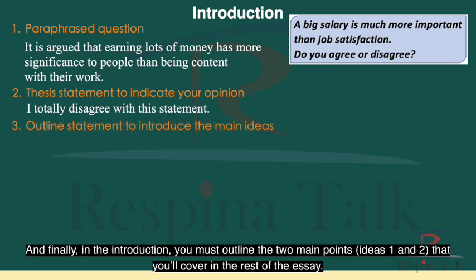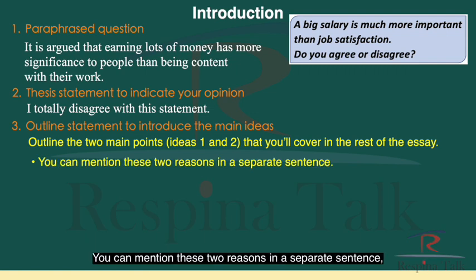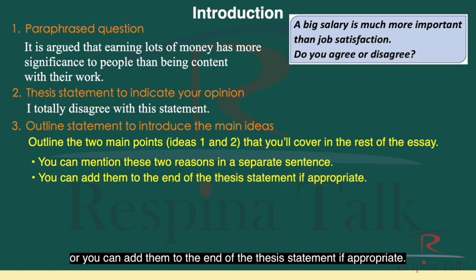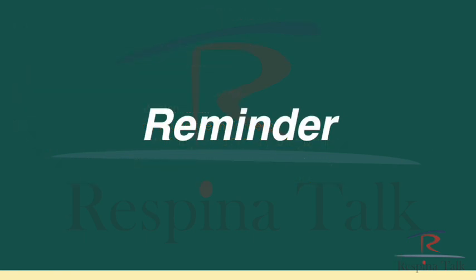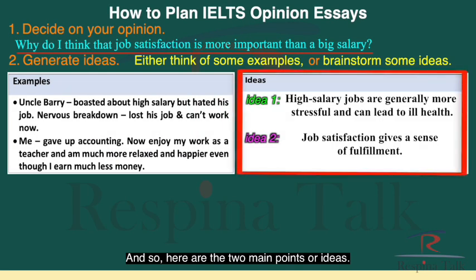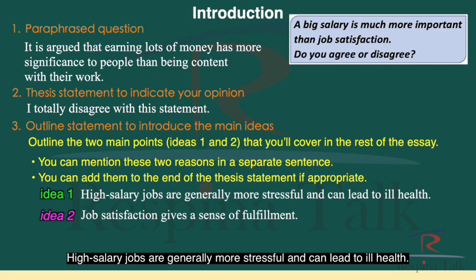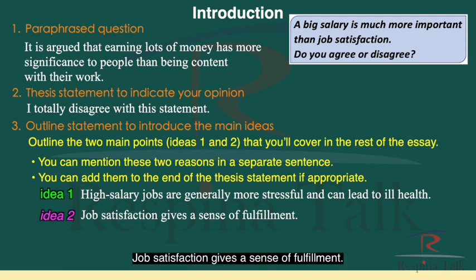And finally, in the introduction, you must outline the two main points, ideas 1 and 2, which you will cover in the rest of the essay. You can mention these two reasons in a separate sentence, or you can add them to the end of the thesis statement if appropriate. And so here are the two main points or ideas. High salary jobs are generally more stressful and can lead to ill health. Job satisfaction gives a sense of fulfillment.